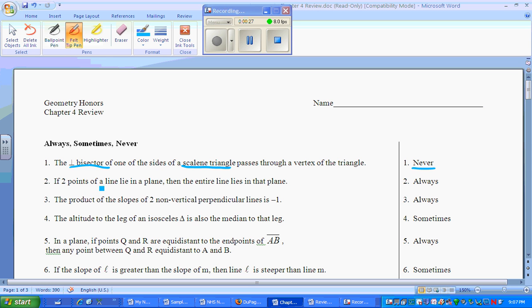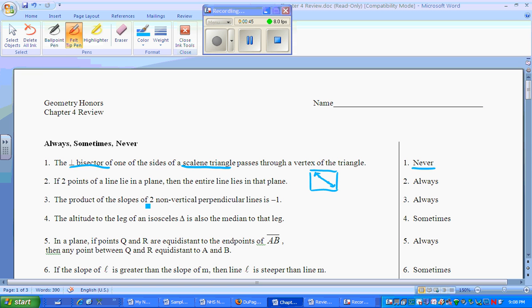Number 2, if 2 points of a line lie in a plane, then the entire line lies in the plane. Sure, we had a plane, and if 2 points are in the plane, you connect those points to make a line. So that will always happen.